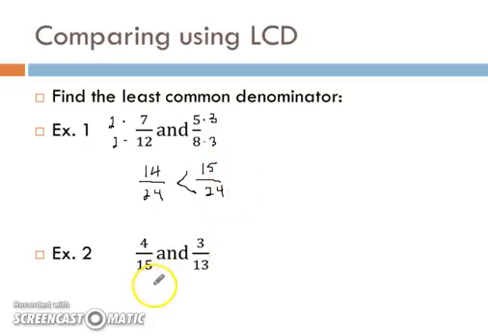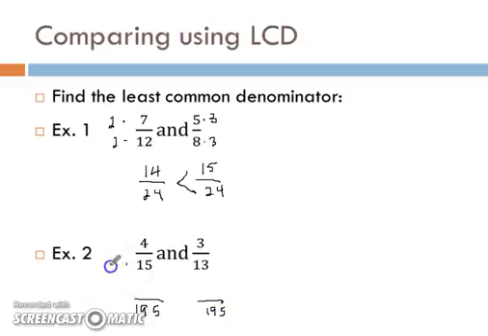This next example, 4/15 and 3/13. These ones aren't going to share a common denominator until you just multiply them by each other. So 15 times 13 is 195, our new denominator.